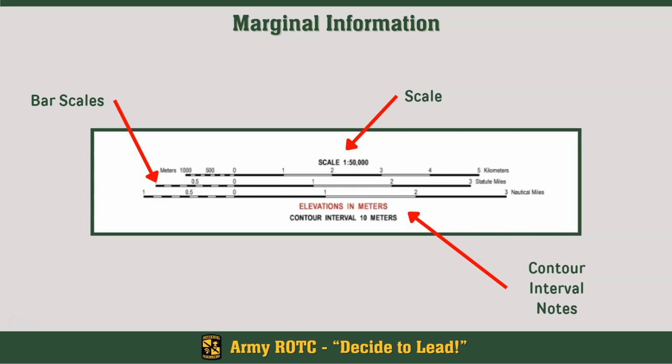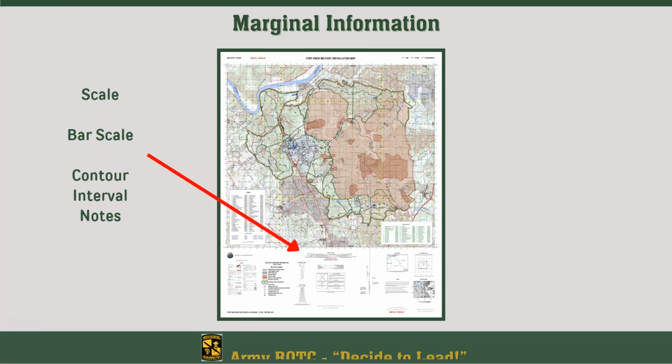So on this map, you're looking at contour intervals of 10 meters. So that means for every contour line that you see, it's showing a difference of 10 meters of elevation. You've also got your scale there on top, and your bar scales are going to be working in distances. All of this information on this map is directly there in the center, right underneath the actual land portion of the map itself.